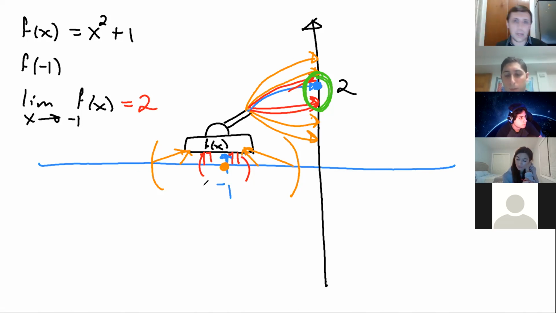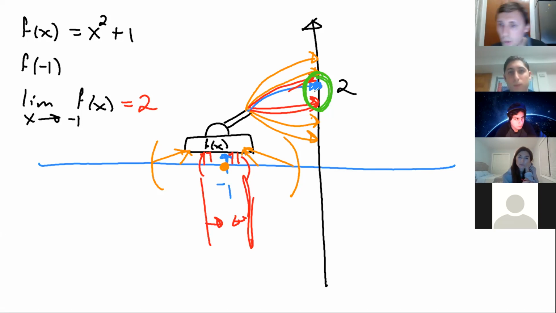You see, this is the input pipe. The input pipe is this thing, right? You can always squeeze it enough around -1 so that all the droplets are hitting the sinkhole. They're going into the sinkhole.